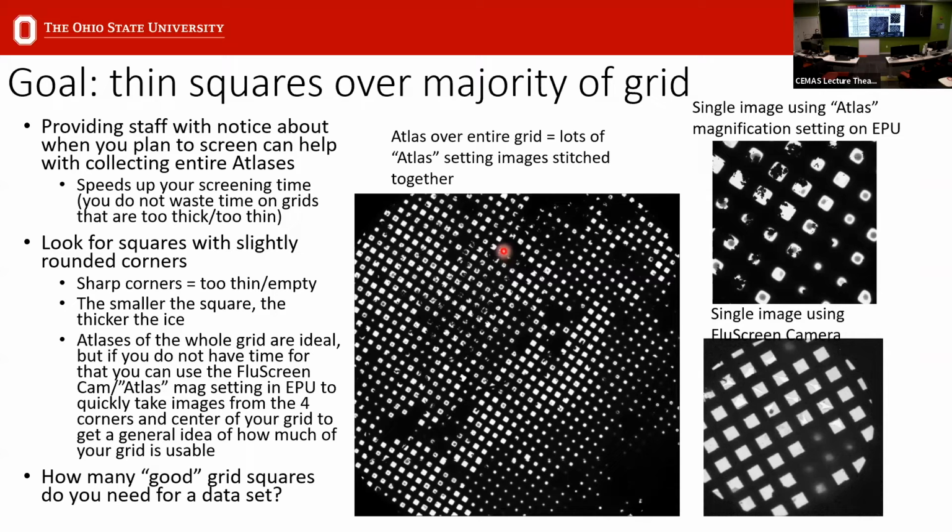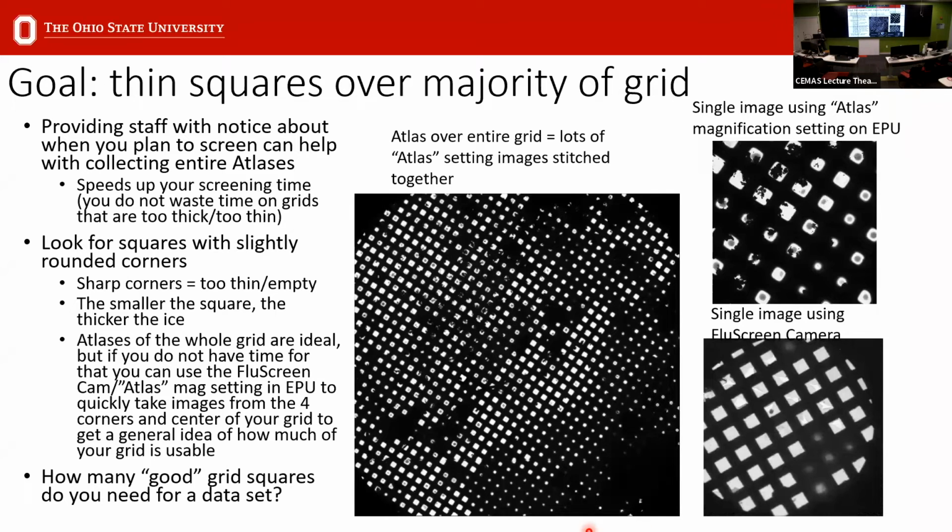So people who are new to cryo-EM often ask, well, what is a good grid square? So I look for grid squares with slightly rounded corners. If you see sharp corners, that's a good indication that the ice is either too thin or there's no ice at all present in those squares. If you're blotting with the VitraBot, you'll have a gradient of ice thicknesses across the entire grid. The smaller the square, the thicker the ice. So for data collection, ideally you want thin ice.